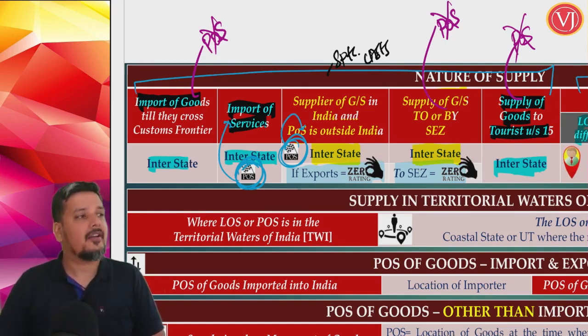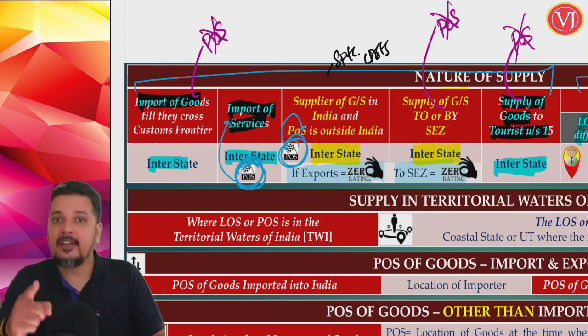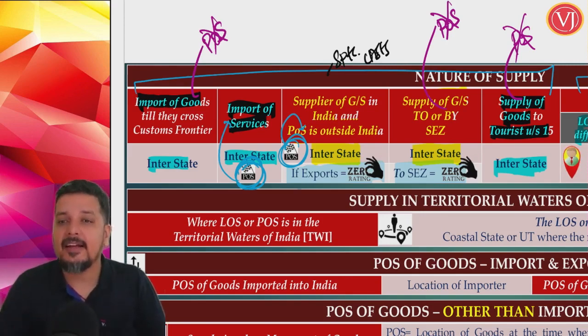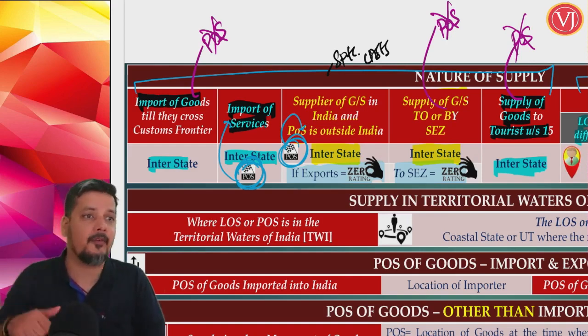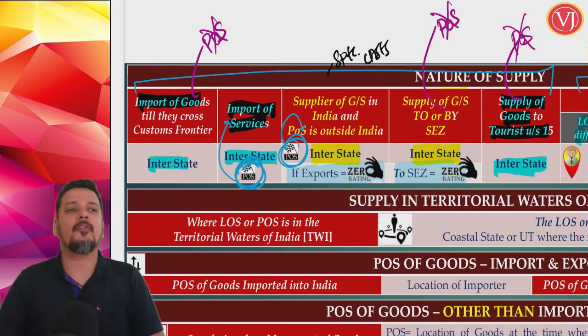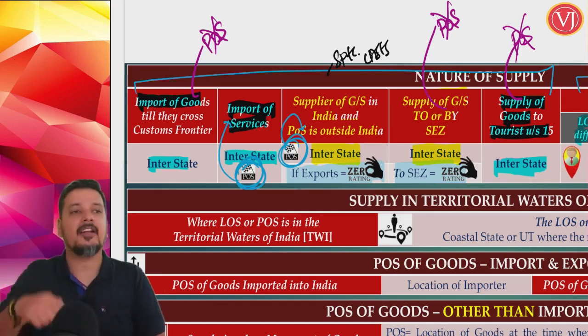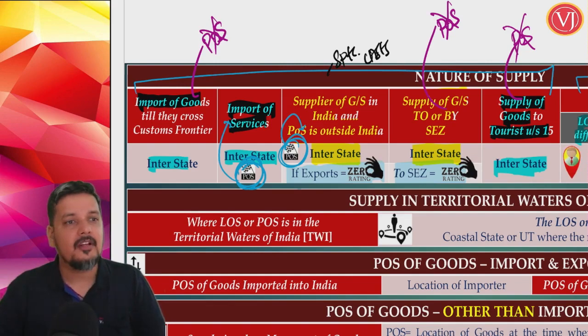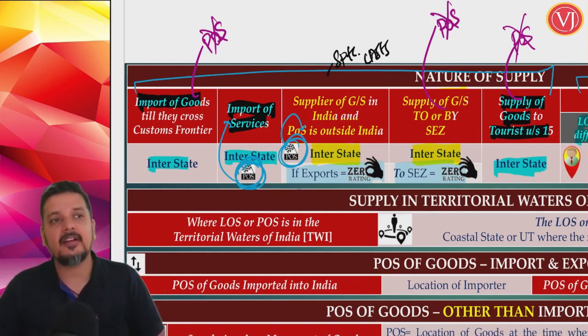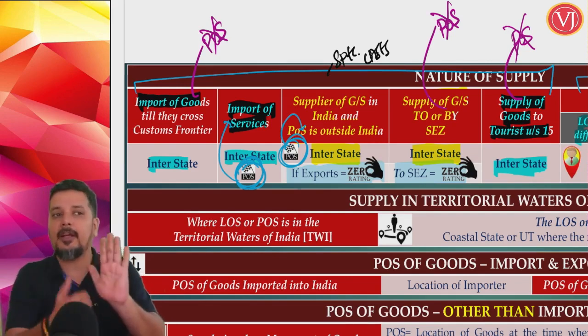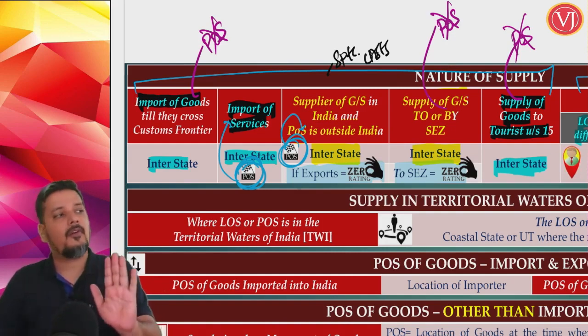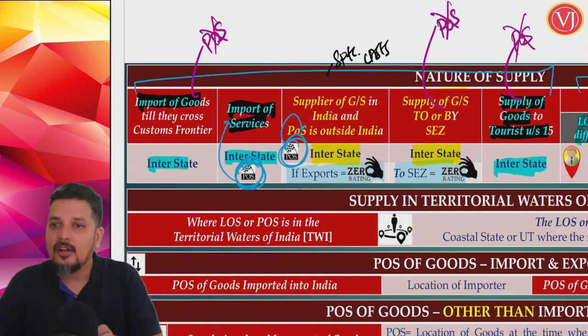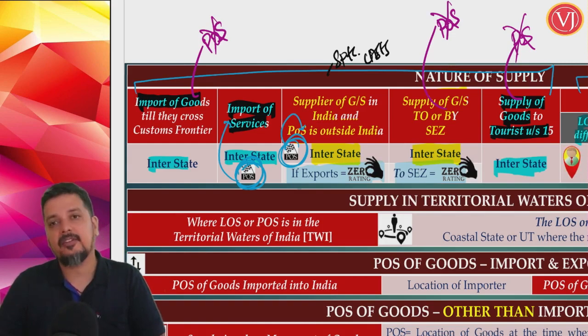But yes, if he gives me proof that he's an international tourist by giving a copy of his visa, and he's aware of the provisions. Why will he be aware of the provisions? Because when he goes back to his country, he'll get the refund of this GST. If he's aware, he'll tell me that he's an international tourist and give me proof of his visa. Then I'll charge IGST.